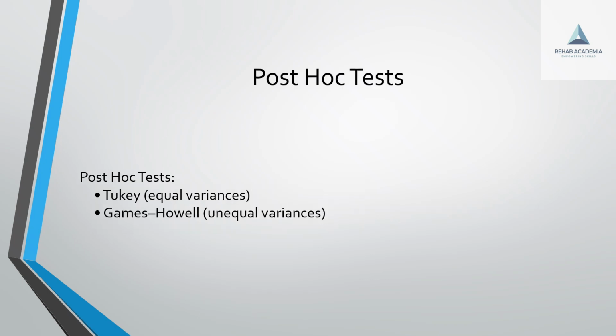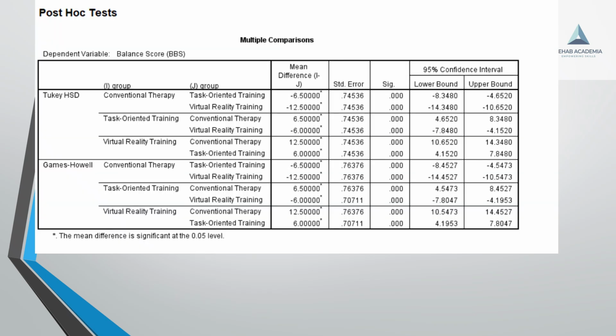There are two types of post hoc test for one-way ANOVA. Choose Tukey post hoc when variances are equal and Games-Howell when they are not. Okay, now coming to the post hoc test table. Post hoc tests are performed only after a significant ANOVA to determine which specific groups differ from each other. Because Levene's test was non-significant in your data, Tukey HSD is the appropriate primary post hoc test. Games-Howell is also shown for comparison and gives consistent results.